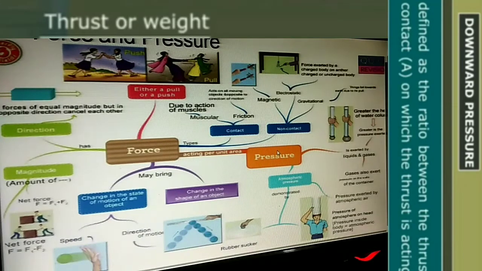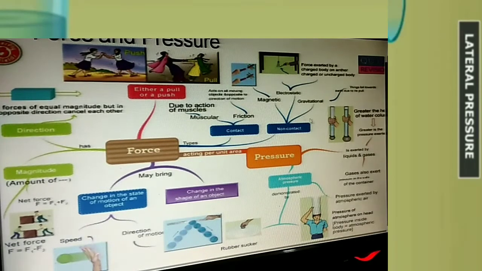Any force which is acting perpendicularly to a surface, either in the vertically downward direction or vertically upward direction, is called normal force or thrust. Then the pressure applied by fluids on unit area is known as fluid pressure. Fluid pressure can be in two different states of matter, that is liquids as well as gases. In liquids, a body which is immersed in the fluid experiences some upward force, that is called buoyant force or upthrust.